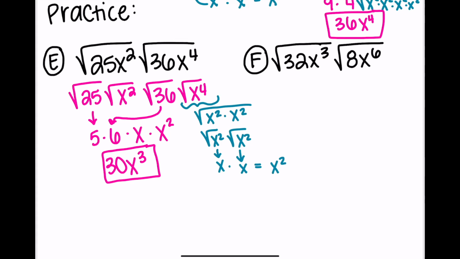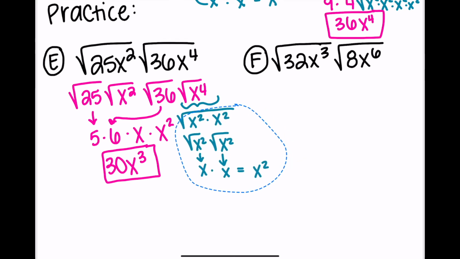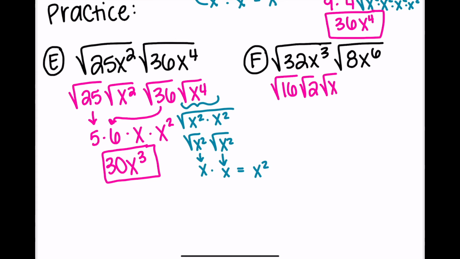All right, now for part F. Let me move this out of our way. Okay, now the square root of 32, that's not a whole number, so we want to break this down as much as we can. So I'm going to say 16 and 2. And then we have that x to the third power. And then I'm going to break down the 8 to 4 and 2. And then we have x to the sixth power.